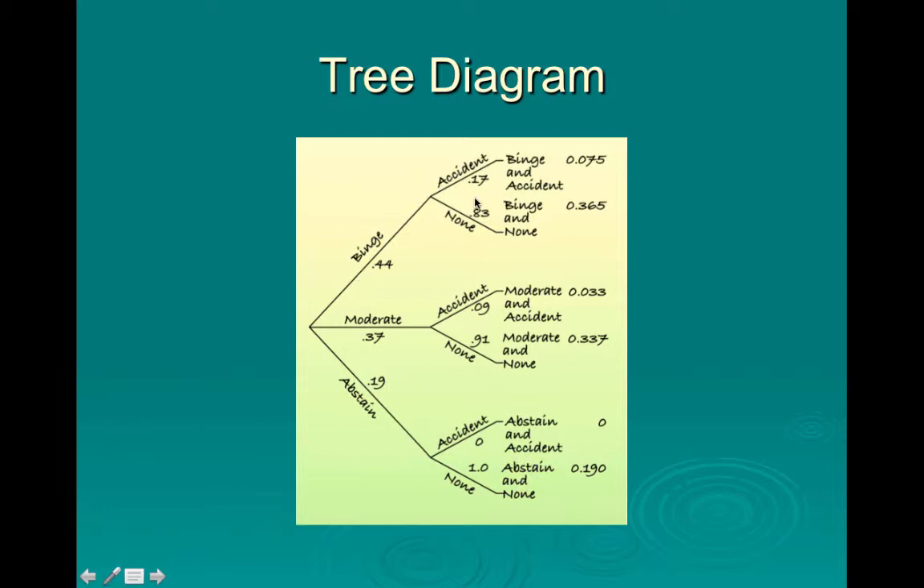0.44 times 0.17 is 0.075. 0.44 times 0.83 is 0.365. You always add going down the branches, and then each set of branches should add to 100%. But then you multiply going across the branches.